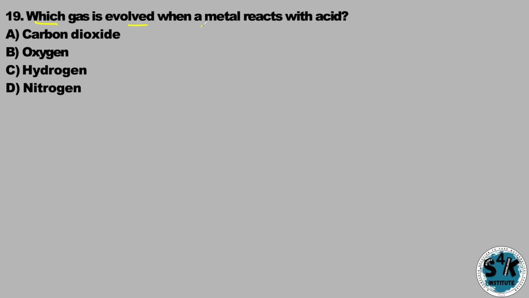Which gas is evolved when a metal reacts with acid? So when you react a metal with acid, it is the hydrogen gas which is released.